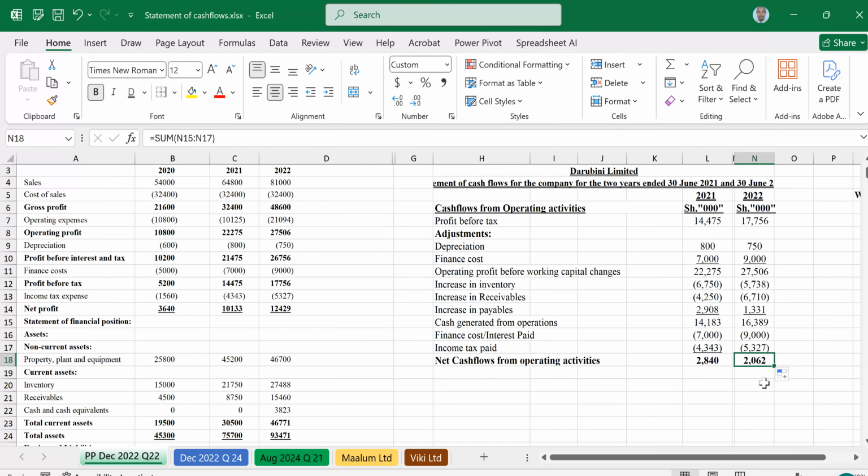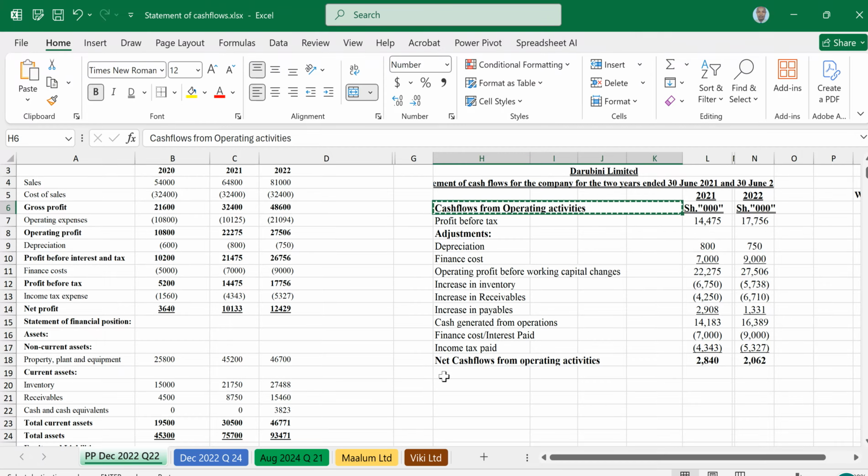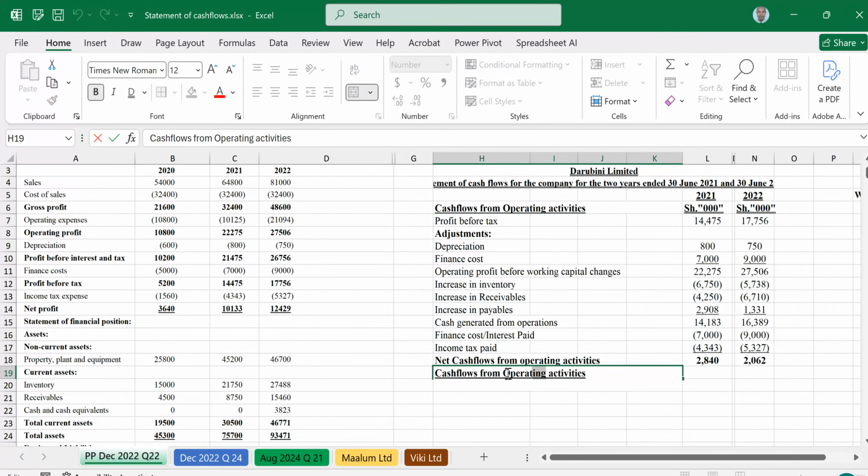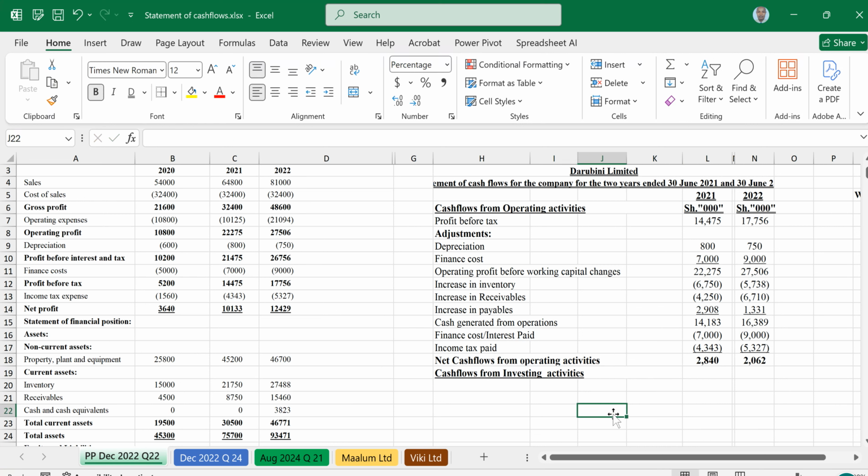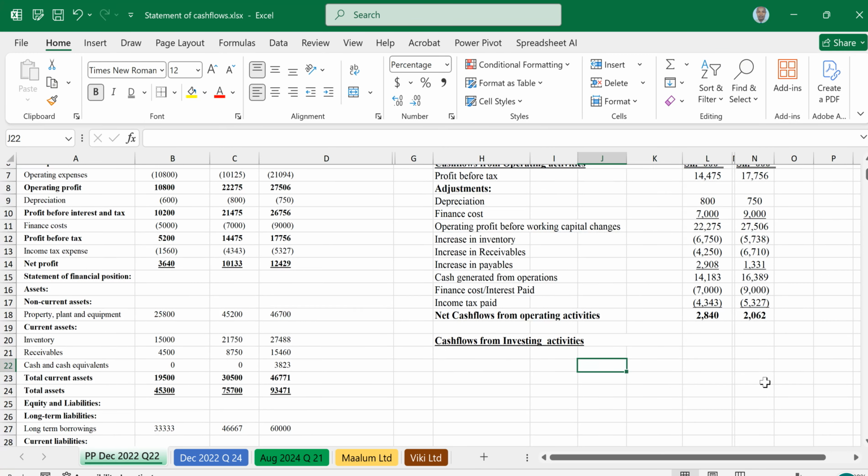Net cash flows from operating activities. Then cash flows from investing activities. The cash flows from investing activities, if at all we have any. Cash flows from investing. This can be put here. Cash flows from investing activities.